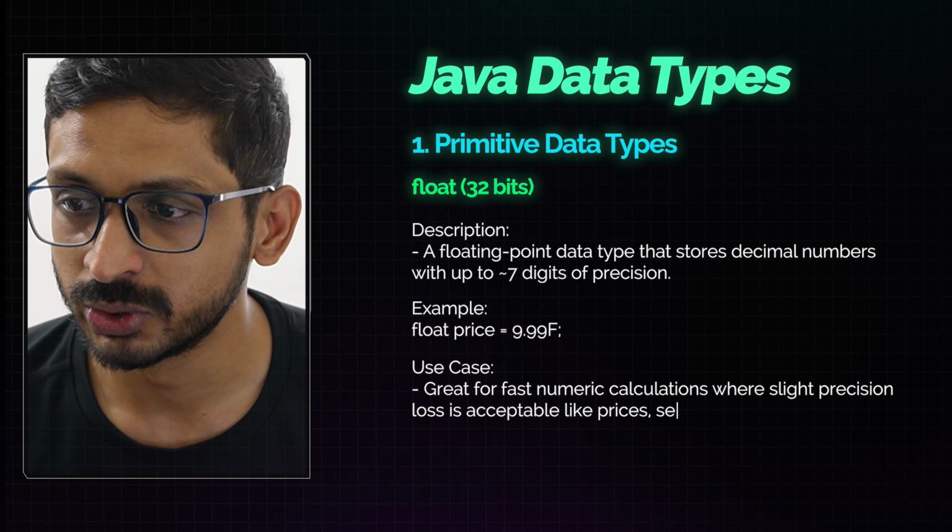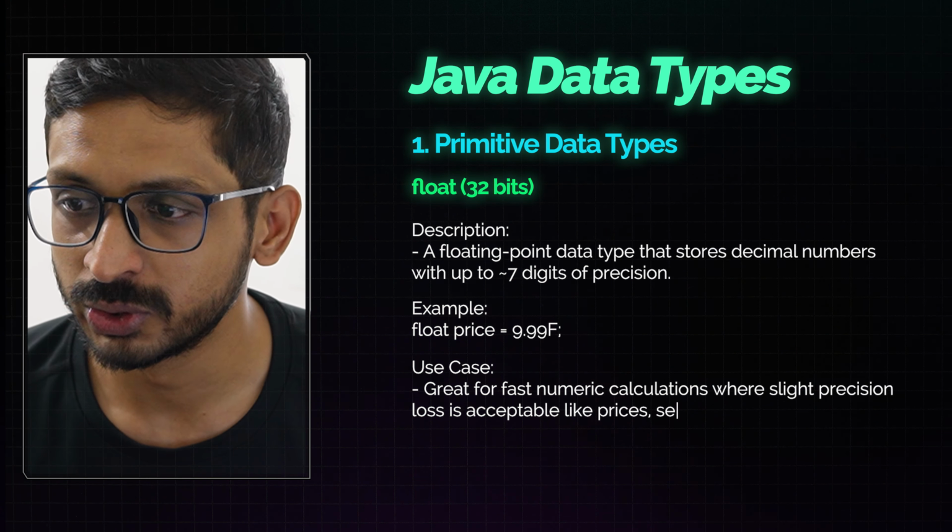It's good for situations where you need decimals but you also want to save memory, like displaying prices or reading sensor values. Then in combination to float, then comes double, which holds 64 bits of value, and double offers more precision than float, supporting up to 15 digits. It's Java's default for decimal numbers, and it is used for calculations that require accuracy, such as scientific formulas, financial models, or measuring distances with high precision.